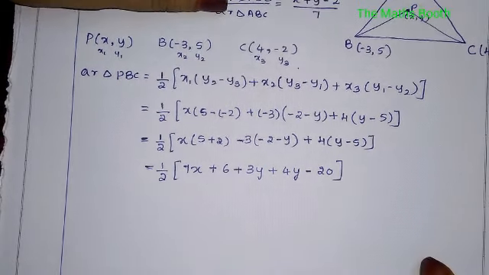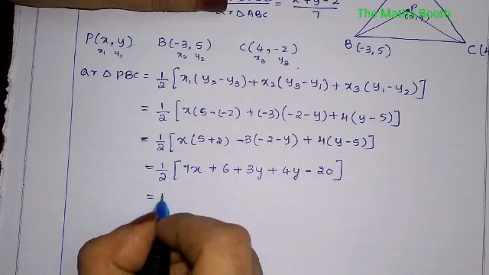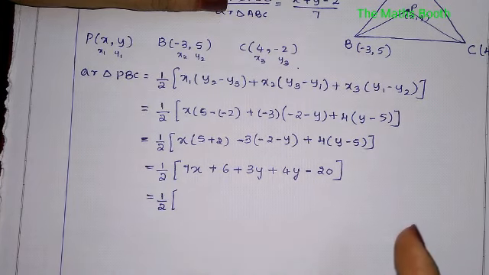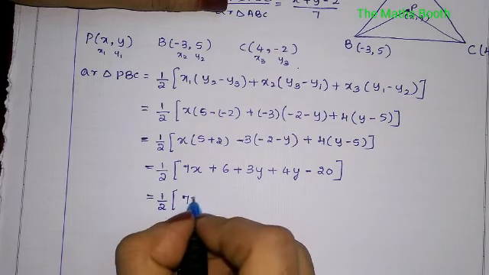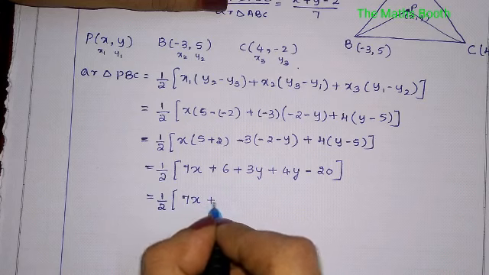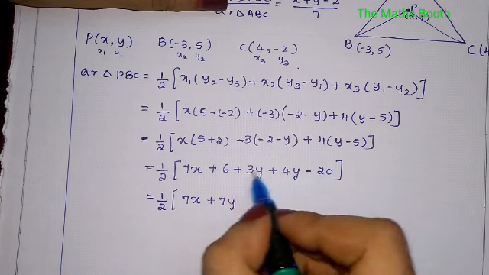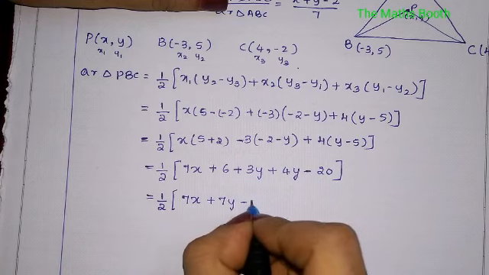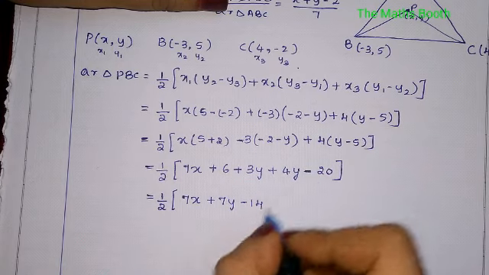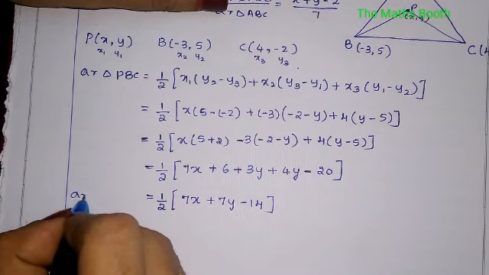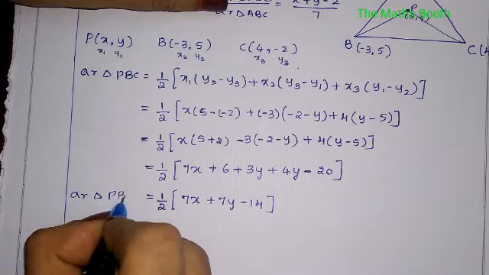So constants we will add, and x term as it is, y term we will see. 7x, 3y plus 4y is 7y, then 20 minus 6 is 14. Greater number is having negative sign, so minus 14. This is the area of triangle PBC.